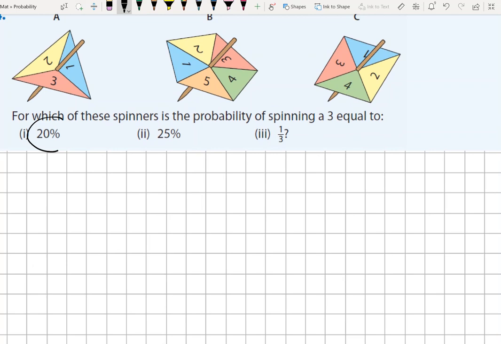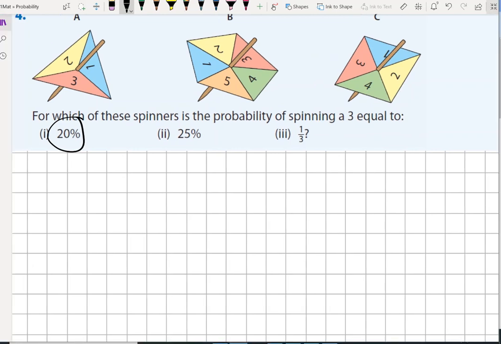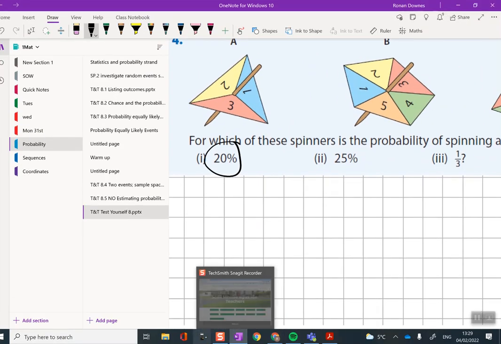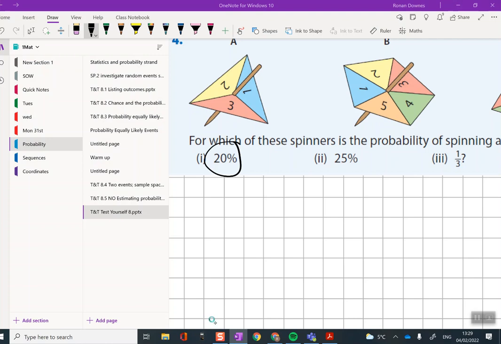Now, if you're not sure of that, I want to show you something in a calculator with percentages. We all know our calculators. Take it out. It's out already, isn't it? You always have your calculator out when you're doing maths.